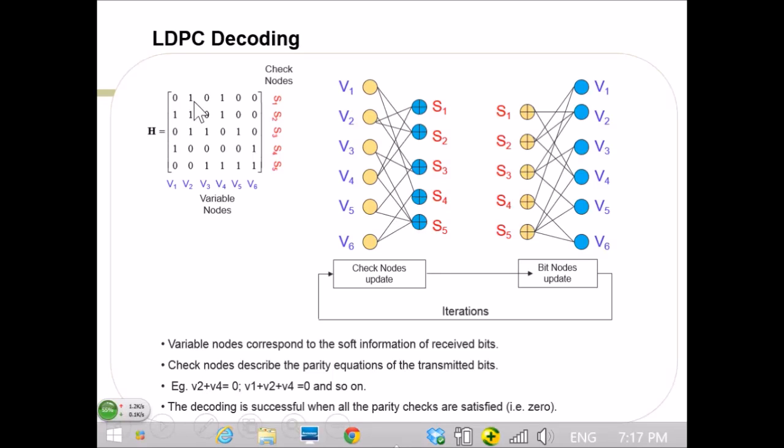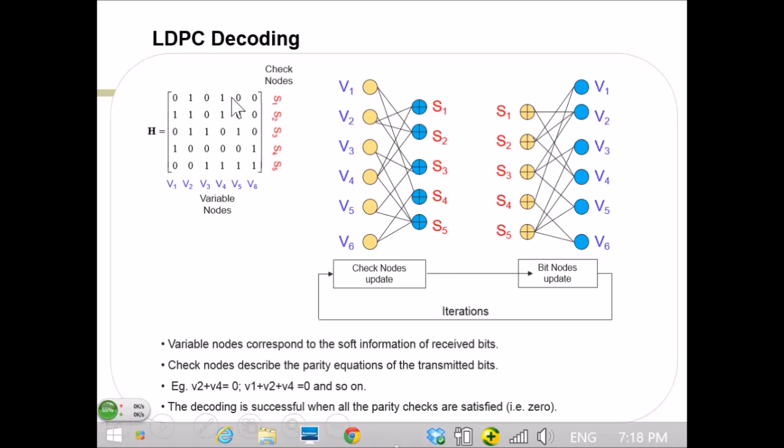So what we are saying is V2 plus V4 has to be 0. What it means is, here I'm transmitting only 1 bit, but I'm adding almost 5 more bits of redundancy. Whenever I transmit my bits, my V2 plus V4 should add up to 0. So if my V2 happens to be 1, my V4 should be 1. If my V2 is 0, my V4 also should be 0. So basically I'm putting some constraints on the transmitted data.